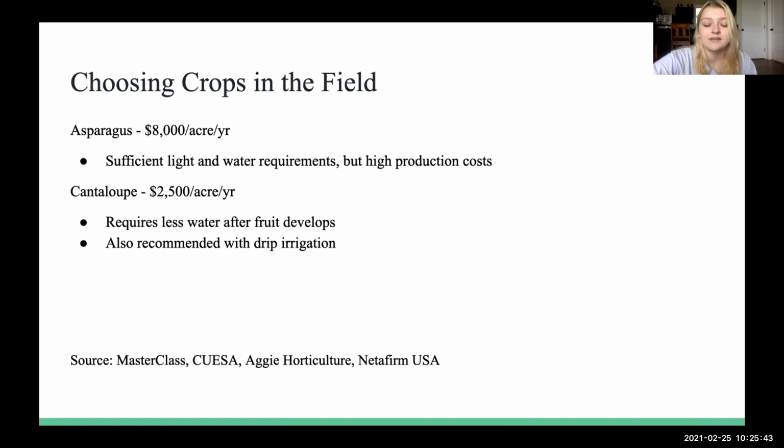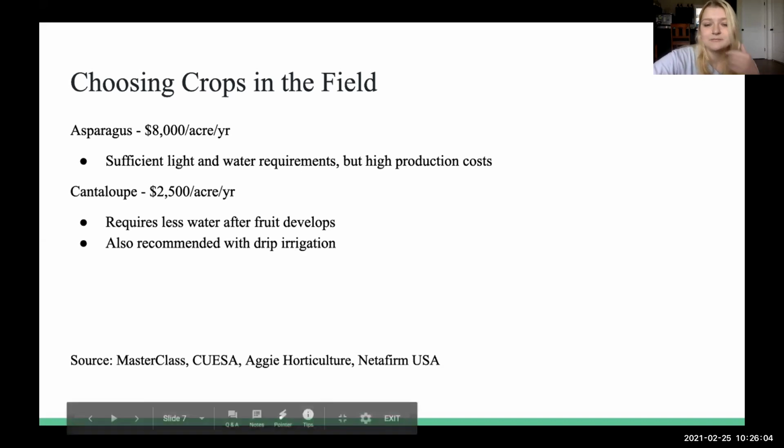These were taken into consideration when choosing between them. For example, asparagus is considered a luxury item because it has higher production costs, but it produces more profit. Cantaloupe requires less water once the fruit is developing; it makes it sweeter, but it produces less profit.